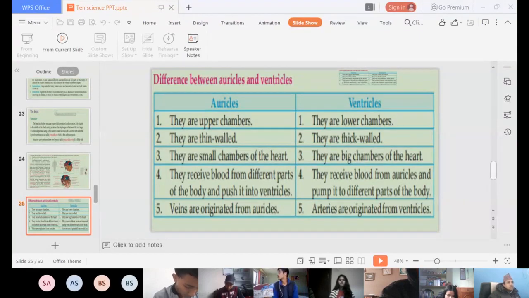So now our next slide is shown over here. What is the heading? Can you tell me? Ashok? Function of different parts of the heart.